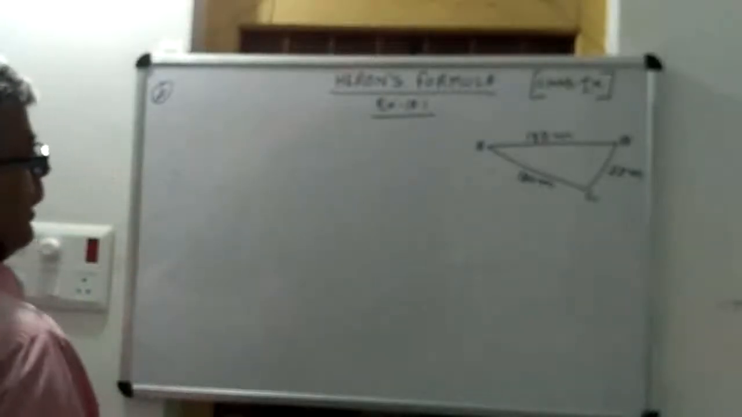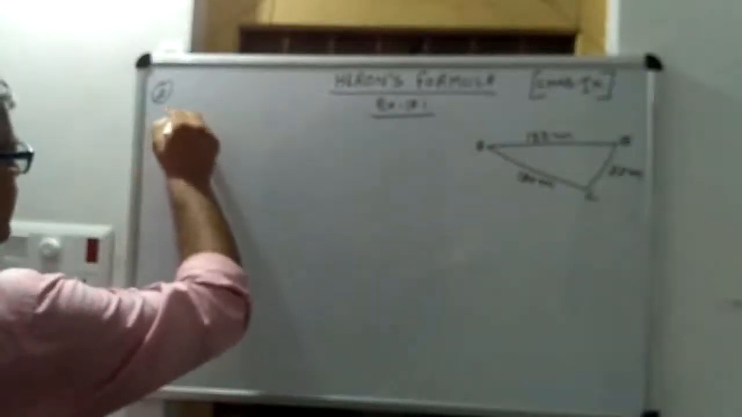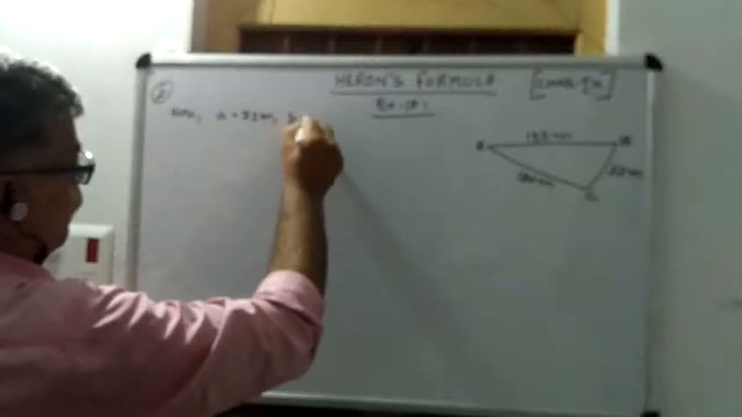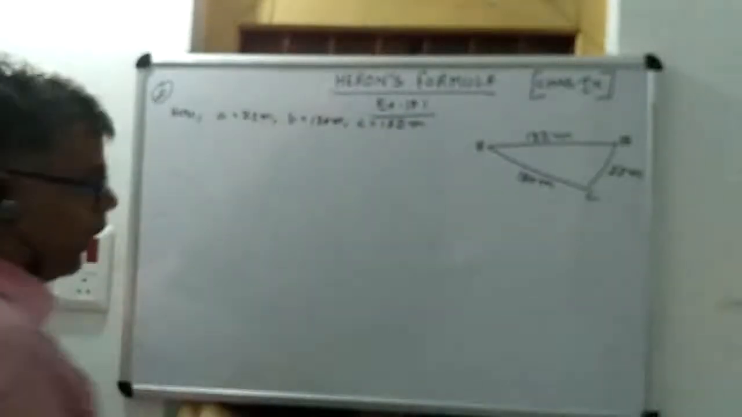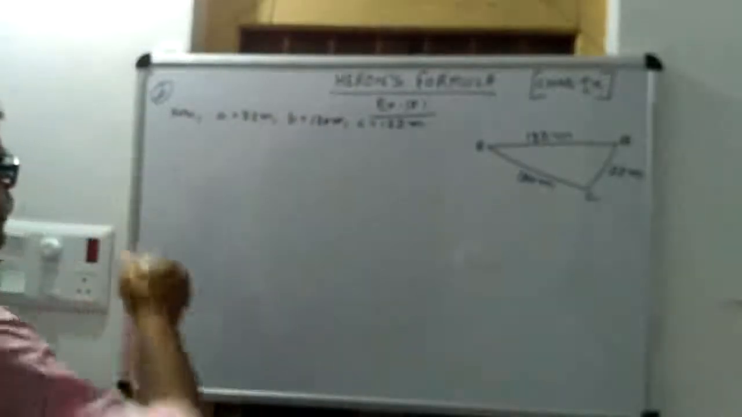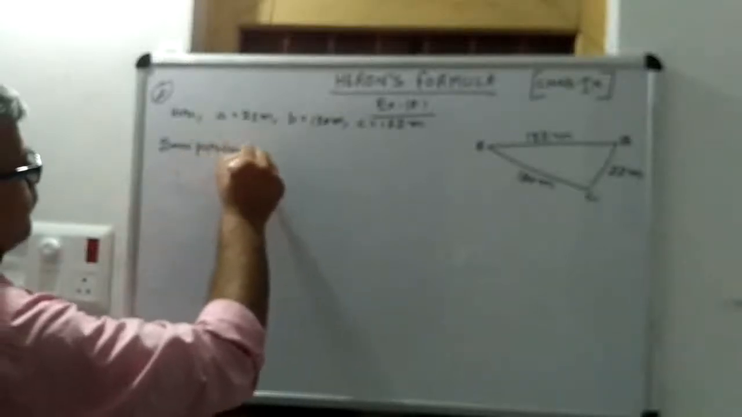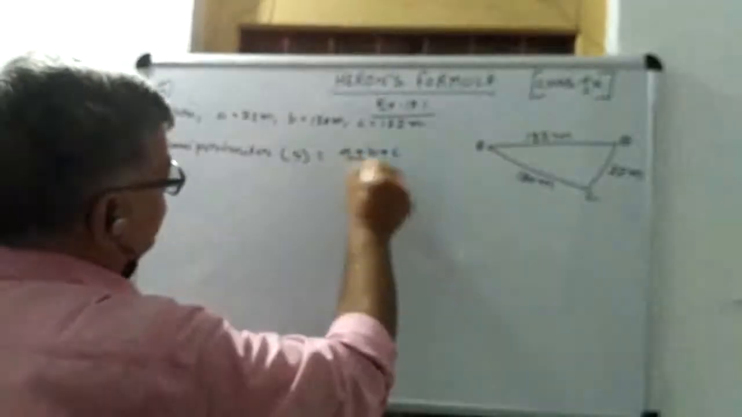So in question number 2, here you can assume any side as A, B, C. Here A equals 22 meter, B equals 120 meter and C equals 122 meter. Or you may assume any side as A, as B or as C. So first you calculate its semi-perimeter, which is S equals (A plus B plus C) by 2.